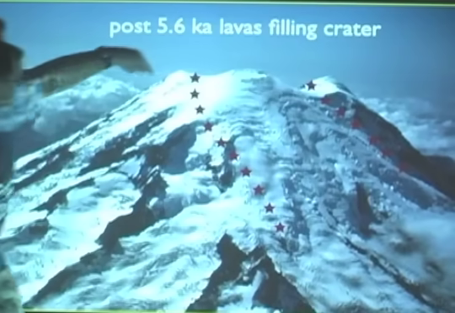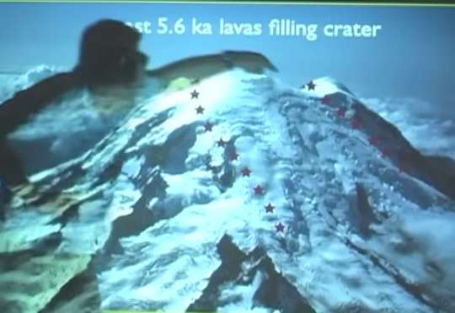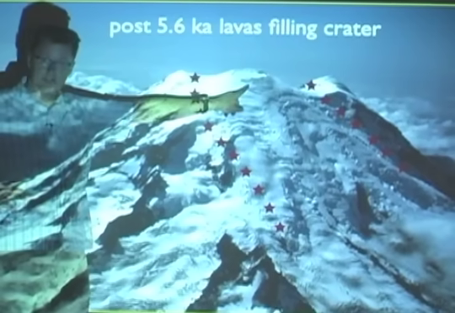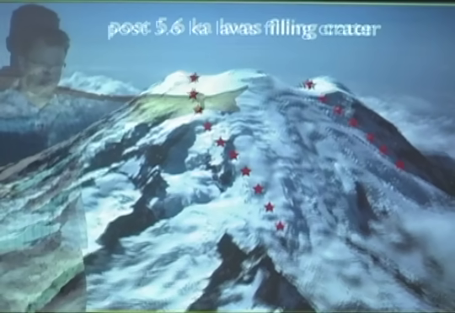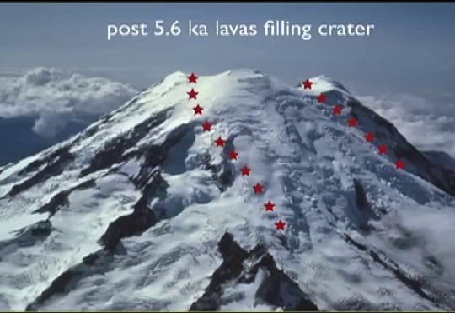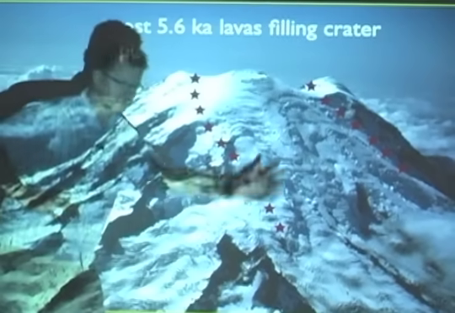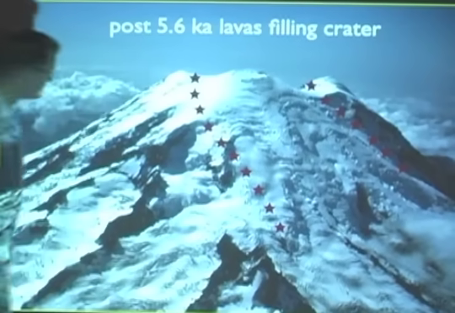So here's our scar. Here's lava that has grown since the Osceola. So in other words, Rainier has rebuilt itself almost completely. And here's the former summit before we slid that material away.